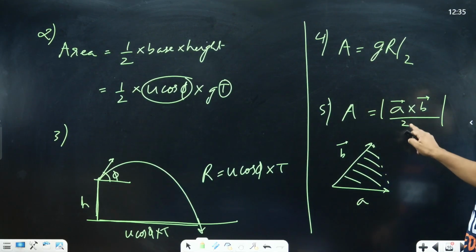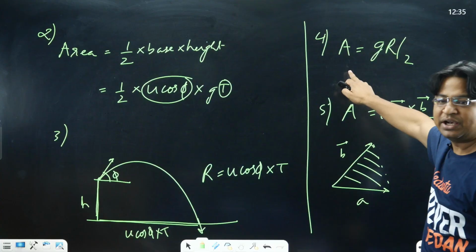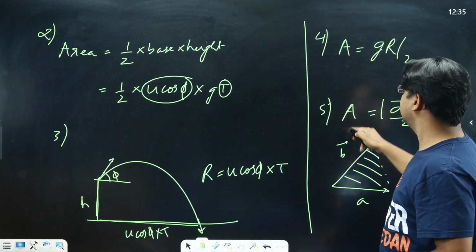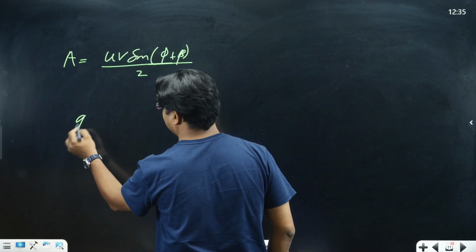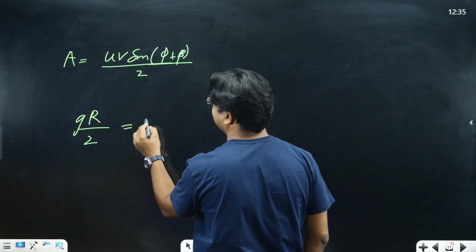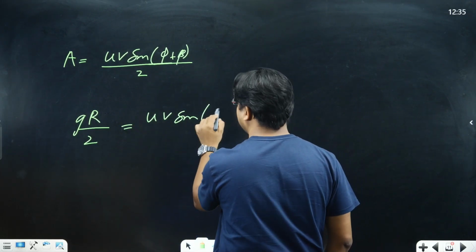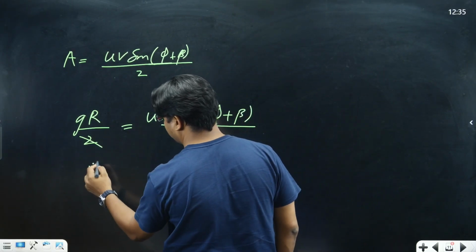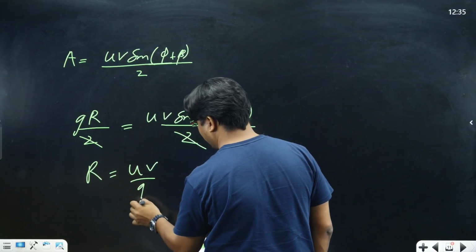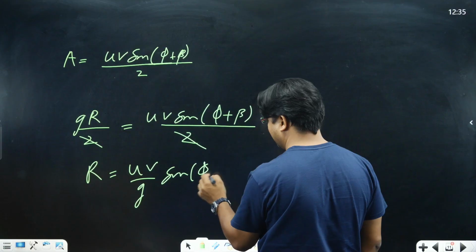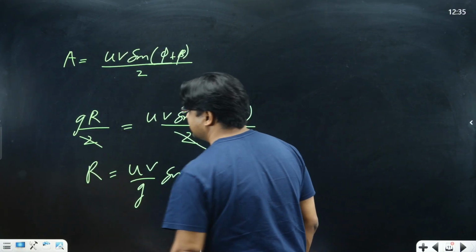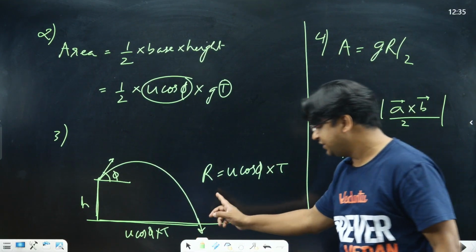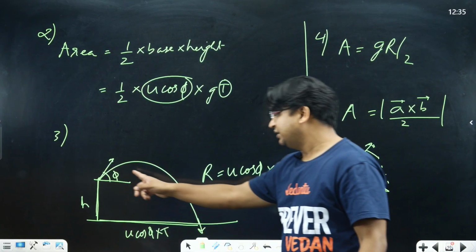Now A is this much and A is this. So from here we get that A is proportional to R. Using these two we can write gR by 2 as the same as uv sine of phi plus beta by 2. The 2 gets cancelled. So the range is uv by g into sine of phi plus beta. Now see this, guys. When the particle lands on the ground, the speed with which it hits the ground is independent of phi.